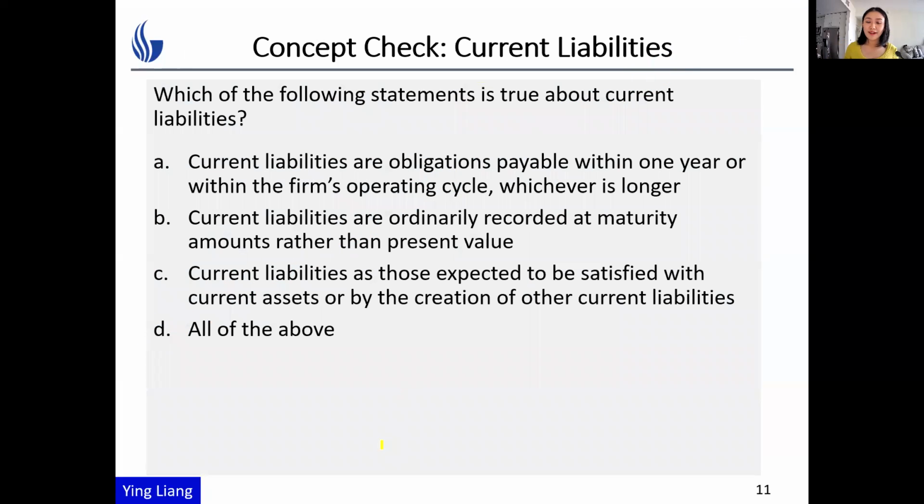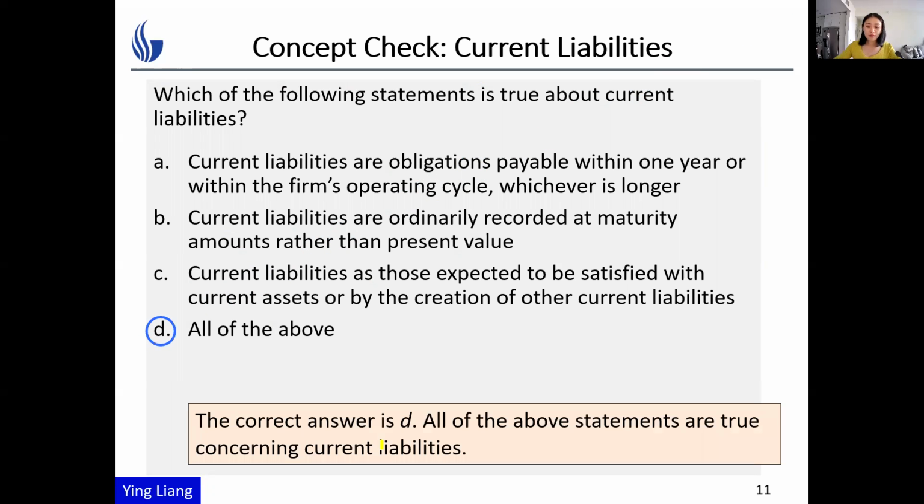Now a concept check about current liabilities. You can pause here and do it yourself. The correct answer is D. So all of the above statements are true concerning current liabilities.